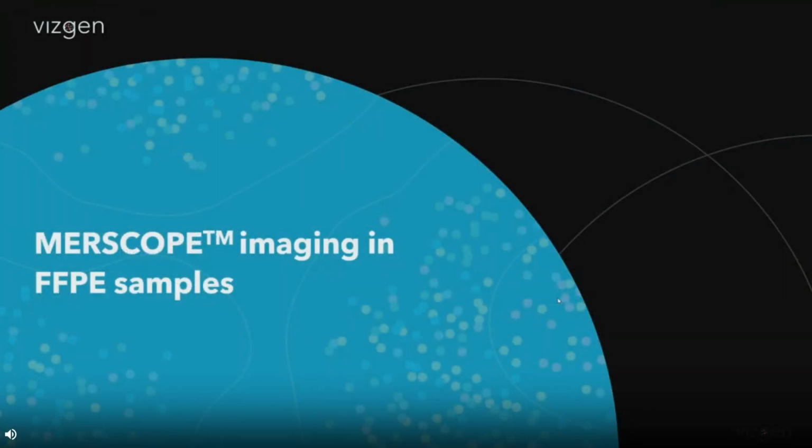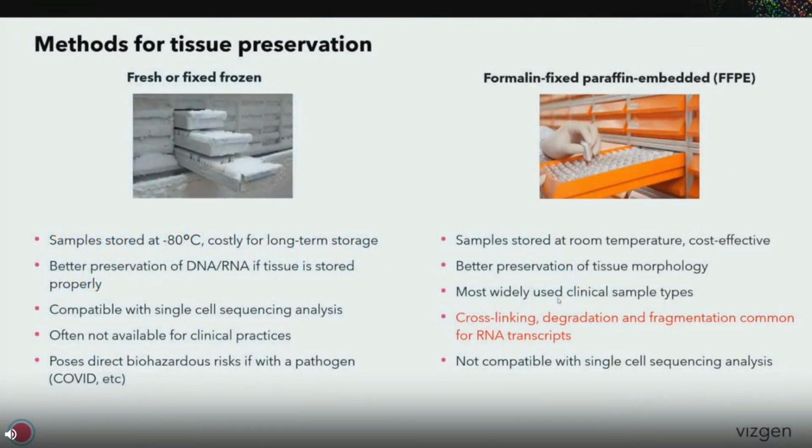So in the second half of my presentation, I'm going to focus on discussing MERSCOPE imaging in FFPE samples. To give some context of why this application is very important, I'm going to use this slide to illustrate the pros and cons of different tissue preservation methods. Fresh frozen tissues could really preserve DNA or RNA better, and could even be compatible with single-cell sequencing analysis. However, the tissue blocks usually need to be stored at -80, and this is a very costly solution and often not available for clinical practices.